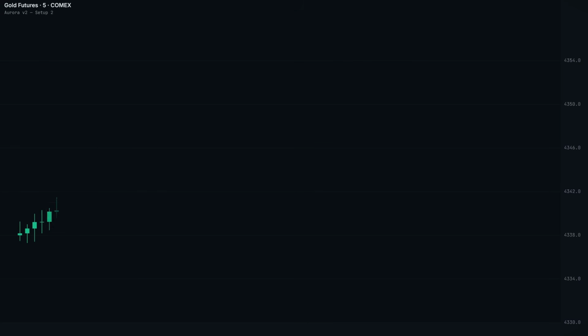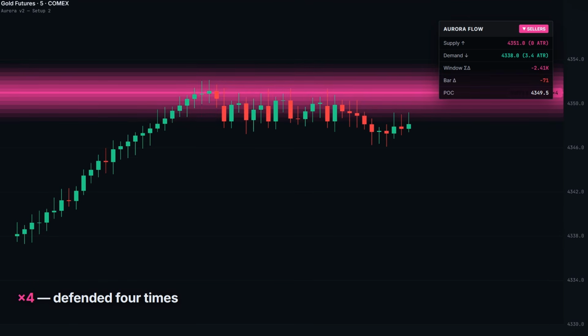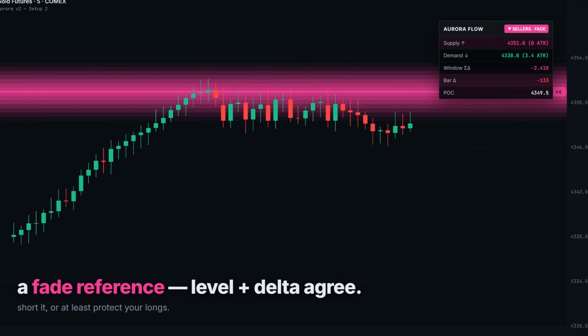Setup 2, a multi-touch wall as a fade reference. Now, on the other side, price rallies up into this pink supply. The label says X4, defended 4 times, and watch the cockpit. Bar delta going negative as price tests it. That's sellers stepping in at the level in real time.